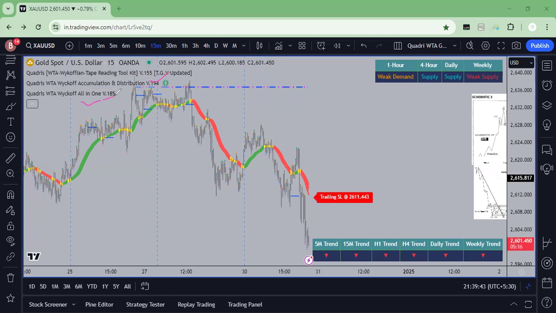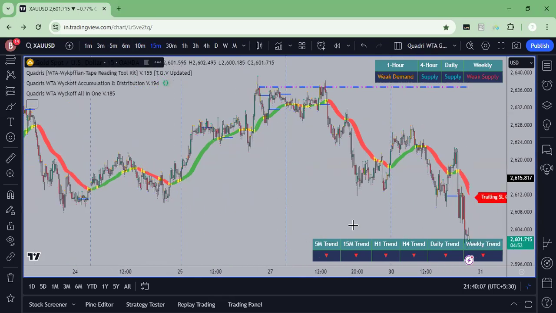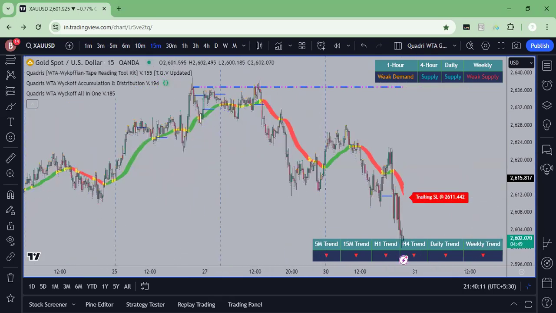The third indicator is All-in-One Volume, Wyckoff All-in-One version 185, which comes with a trailing stop loss and a ribbon showing high volume, low volume, or normal pullback, and so on. For example, if we are watching XAUSD on a 5-minute, 15-minute time frame, it also comes with micro level, higher time frame, and trading time frame.